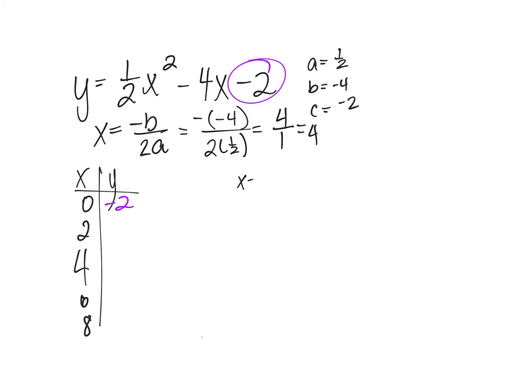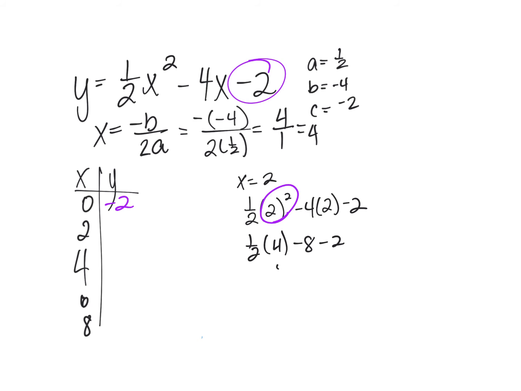So, we're going to plug in x equals 2. 1/2 times 2 squared minus 4 times 2 minus 2. What am I going to do first? Do my exponent first. 1/2 times 4 minus 8 minus 2. 2 minus 8 minus 2 is negative 8. Negative 6 minus 2, negative 8.